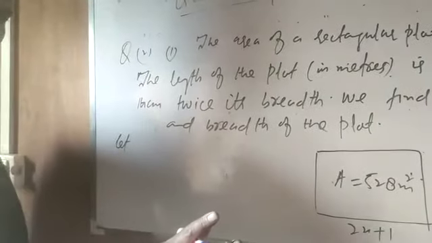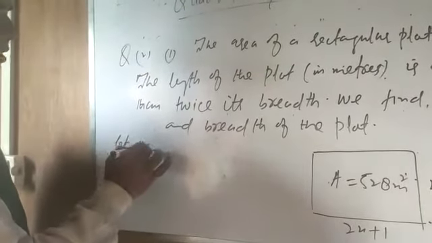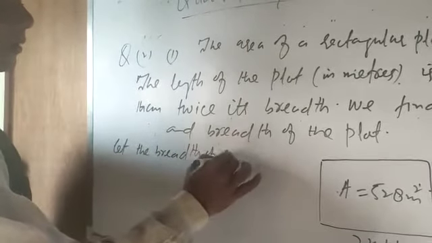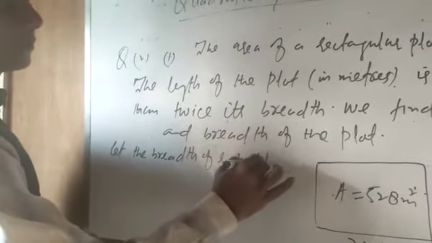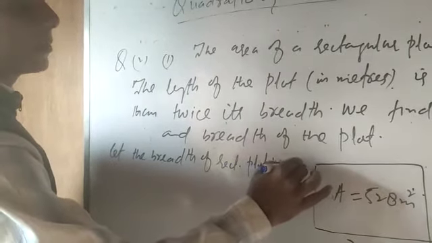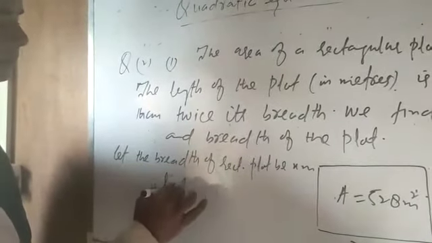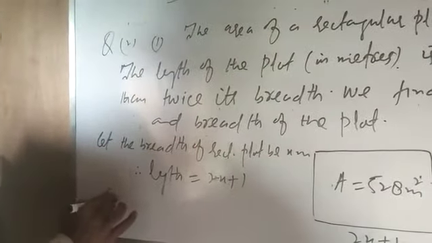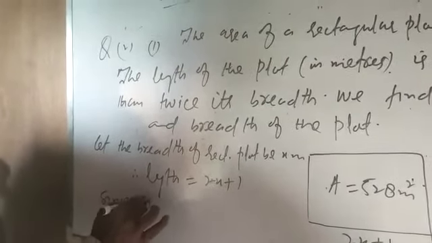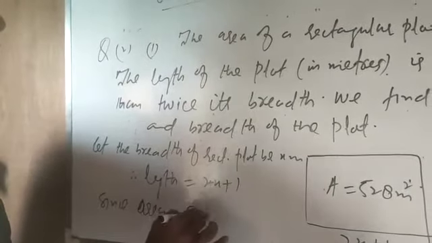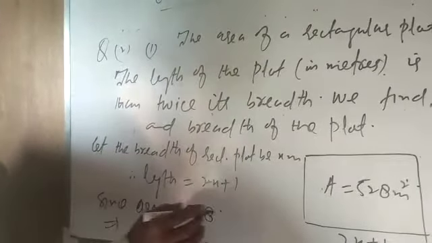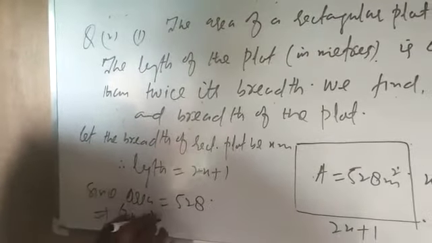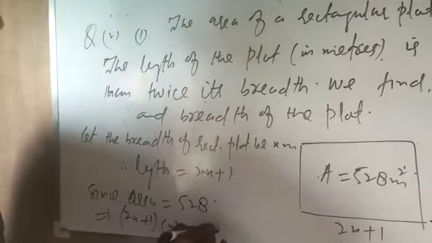How do I solve this problem? Let the breadth of the rectangular plot be x meters. Therefore, length will be 2x plus 1. Since area is equal to 528, and area is equal to length into breadth, 2x plus 1 into x is equal to 528.